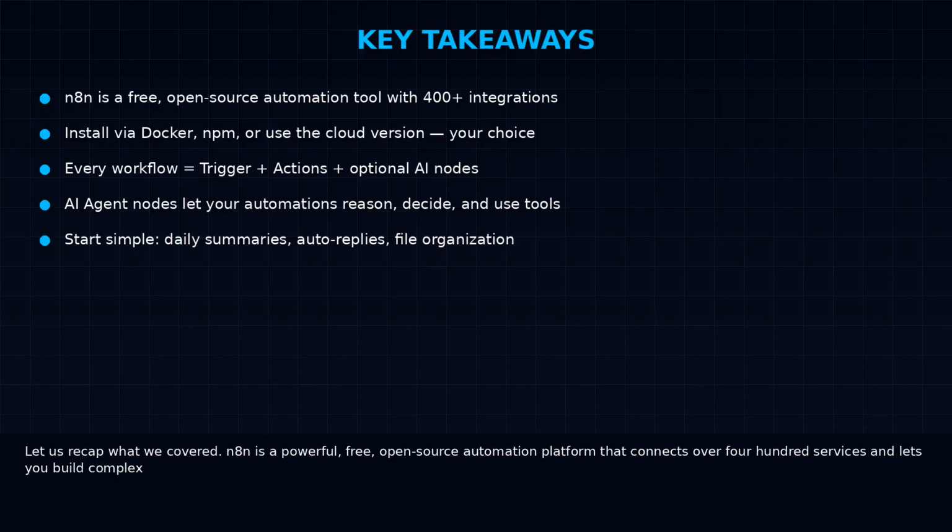Let us recap what we covered. n8n is a powerful, free, open-source automation platform that connects over 400 services and lets you build complex workflows without writing a single line of code. You can install it with Docker or npm in minutes, and the visual editor makes creating workflows as simple as connecting blocks. Every workflow starts with a trigger and chains together actions, and the AI nodes are what make n8n special. Let your automations actually think, reason, and make decisions.